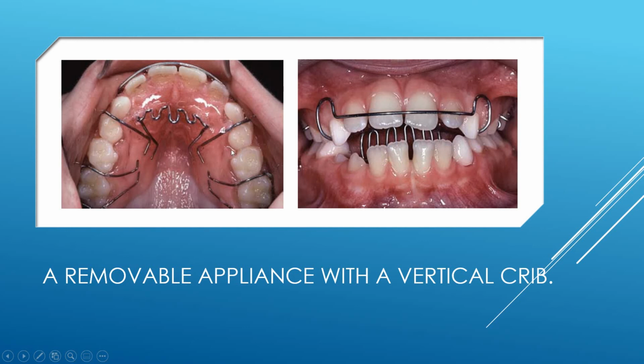Also, we see here a removable appliance with a vertical crib. It is important to make the crib long enough to be an obstacle for the tongue. Sometimes the intrusion effect can also be further increased if a high-pull headgear is combined with a transpalatal bar.